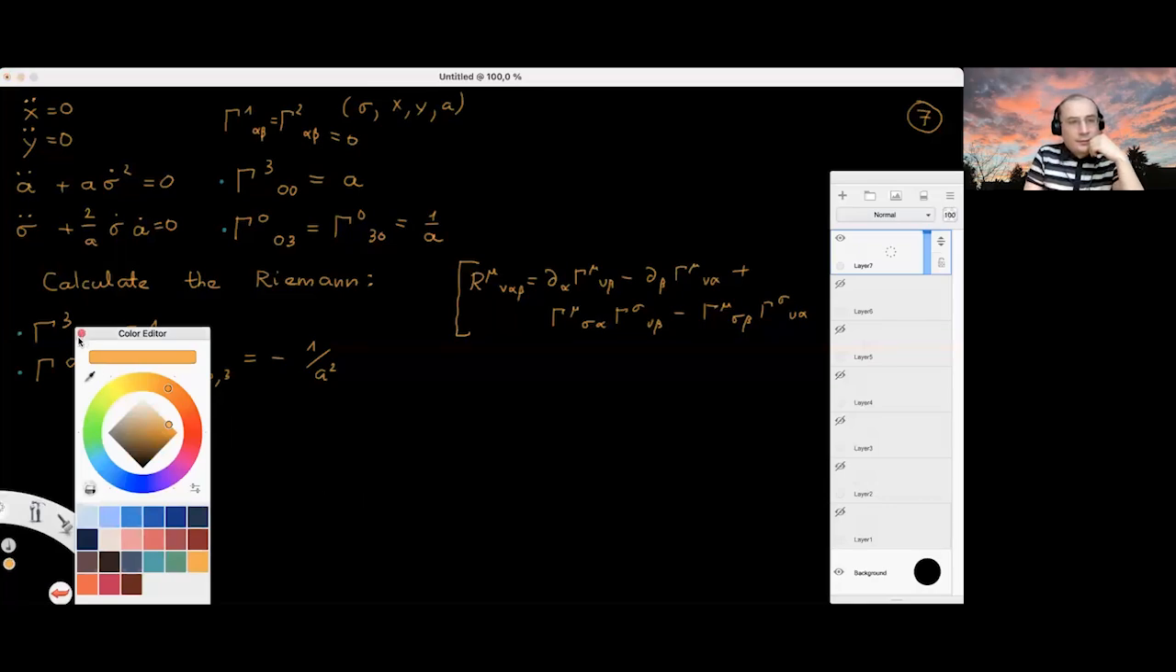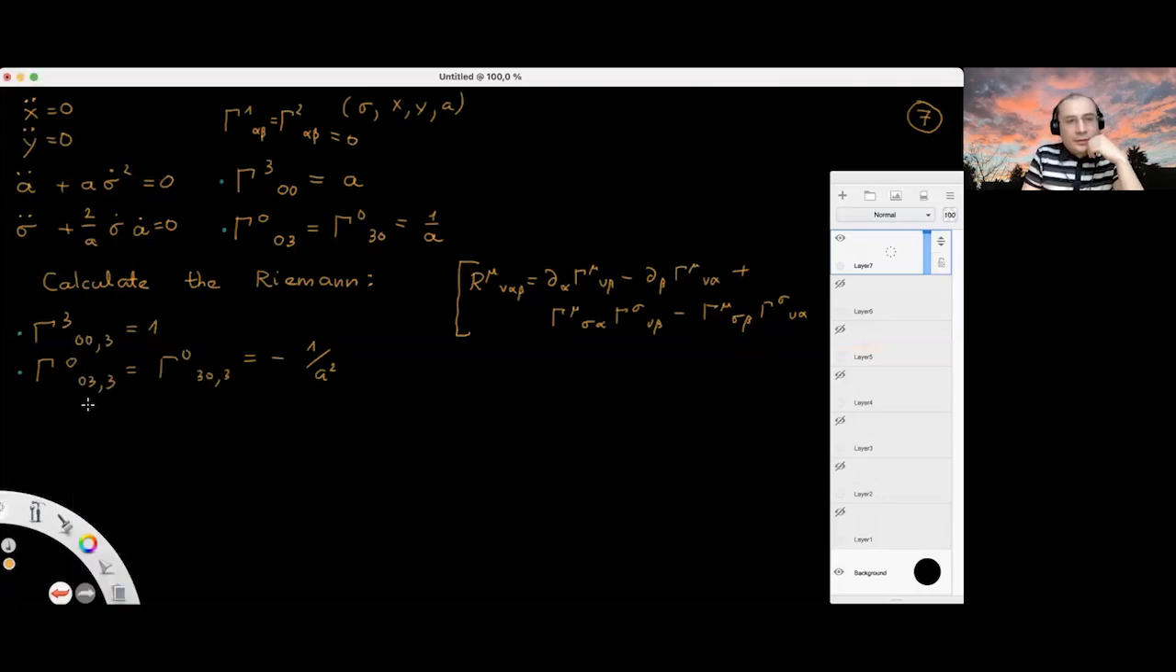Okay, so a term like this, well, a term like this never appears. So the Riemann contains the derivatives here and products of gammas. Let's see in which components we have a chance for a non-vanishing derivative or combination of derivatives and non-vanishing combination of products.